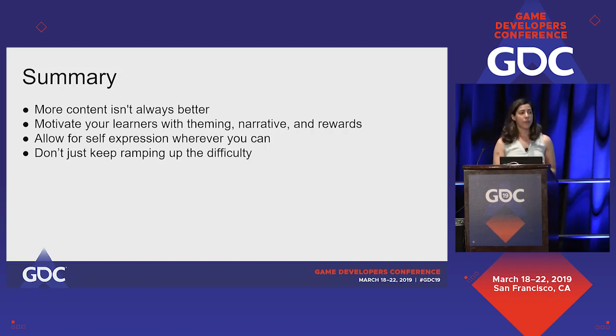Motivate your learners with theming and narrative and rewards, but don't just throw that at images. Actually work that narrative and theming into the project as much as possible. Allow for self-expression so that they can actually internalize the concepts and get some agency over it. It'll be much more satisfying to them if they do. And don't just keep ramping up the difficulty. Really think about how you're placing those concepts, both in terms of difficulty and for actual enjoyment level.